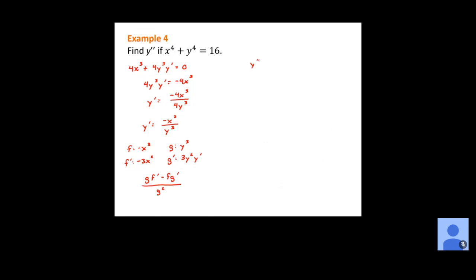So for our second derivative, we're going to get y cubed times negative 3x squared minus negative x cubed times 3y squared y prime all over g squared. That's y to the 3rd squared.